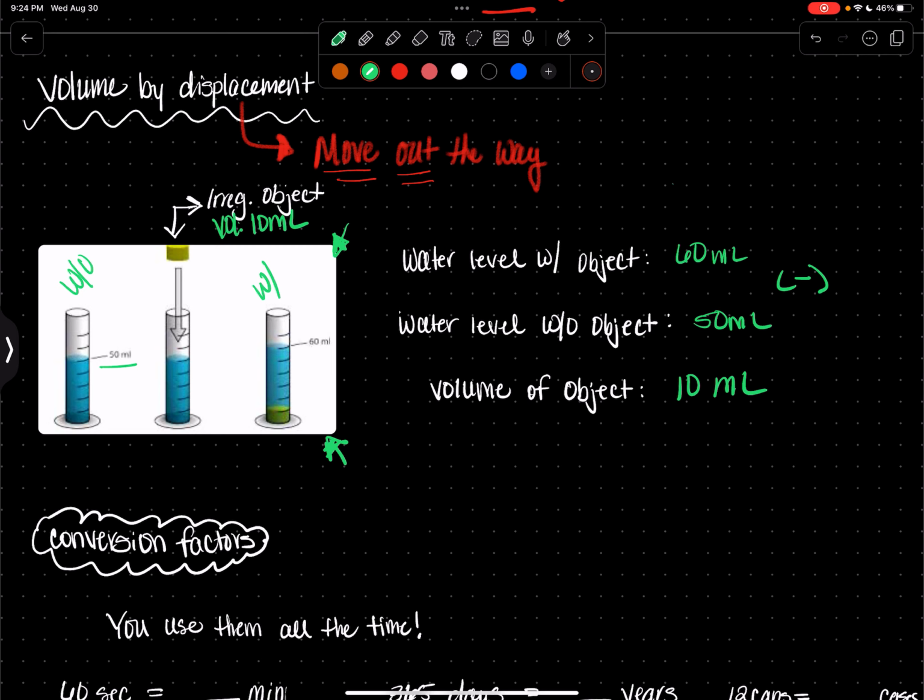The same principle applies on anything. If you got a mystery substance and you want to figure out what it is, try to identify it, you can use volume by displacement to identify this mystery substance too. That's one of the critical ways we can assess information.